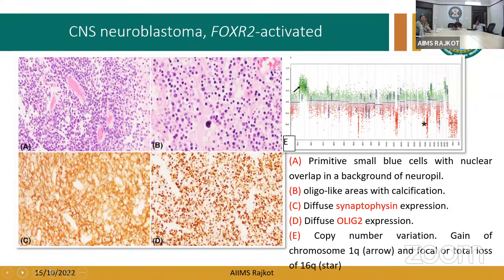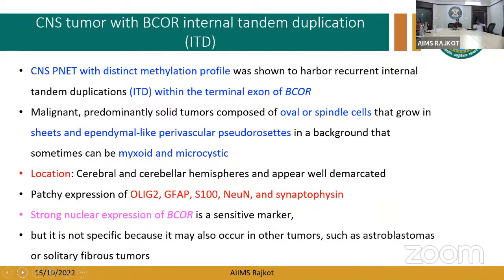This is the morphology. Primitive small blue cells will be there, nuclear overlapping will be there, oligo-like areas are present with calcification, diffuse synaptophysin expression will be there, diffuse OLIG2 expression will be there. And as you can see, the copy number variation analysis shows gain of chromosome 1q and focal or total loss of 16q. This is the last category, CNS tumor with BCOR ITD duplication.